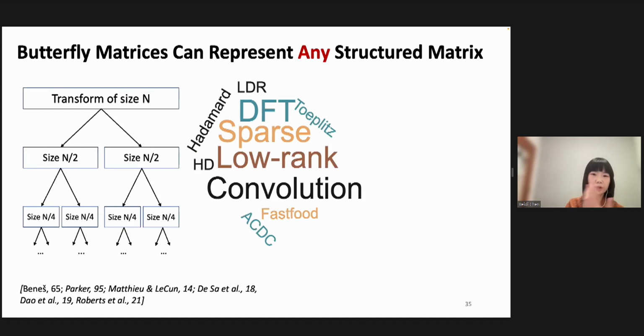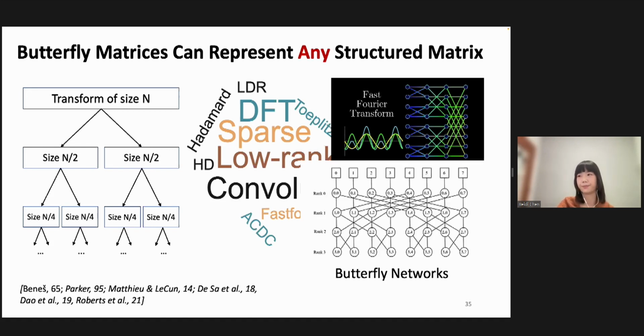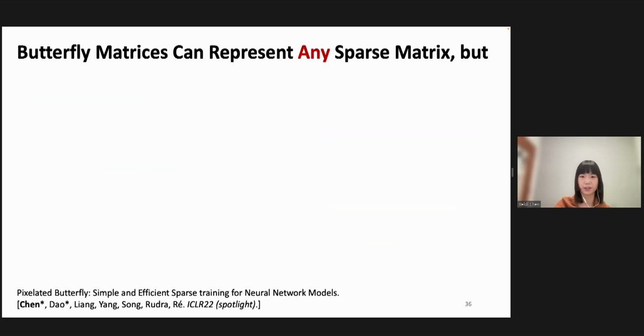As a side note, what is even better is that usually those matrices, which are a class of fast linear maps that encode the structure, can represent any structured matrices like the ones that you have heard of, like DFT, sparse, low rank, convolution, Hadamard, and so on, and are closely related to the pattern in fast transform methods like FFT because of the divide and conquer structure. And for the audience who is familiar with network switching, this is the same pattern as in the butterfly networks from 1965. So butterfly matrices are so powerful. Why can't we just directly use them?